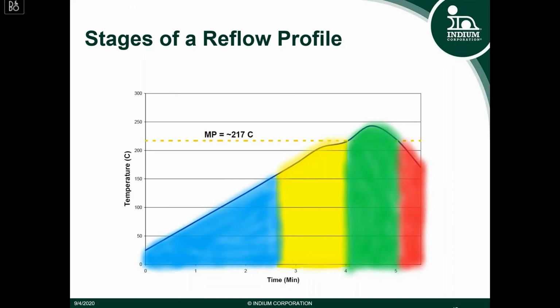So let's get back to reflowing. There are essentially four main stages to a reflow profile. The first stage is the ramp-up stage. At this point, the flux in the solder paste is drying out. The solvents are evaporating and preparing the activators for oxide removal and then for wetting.